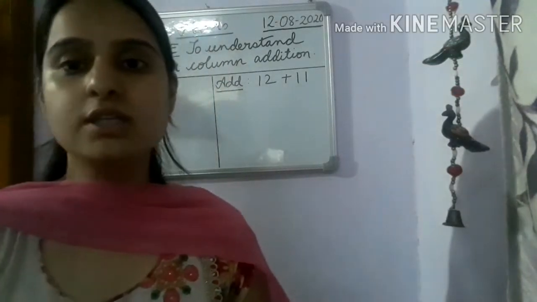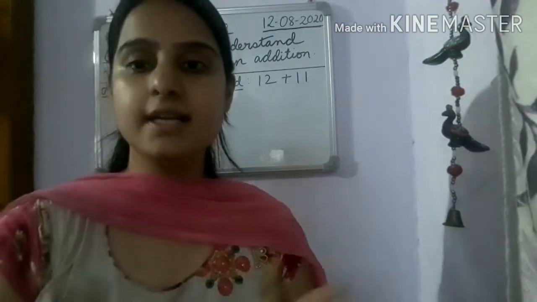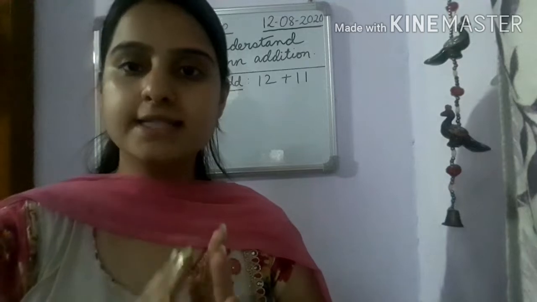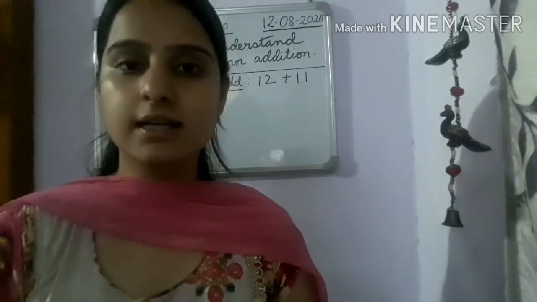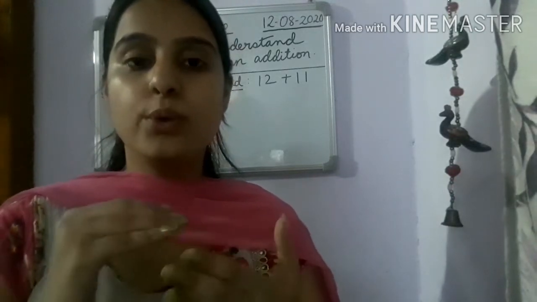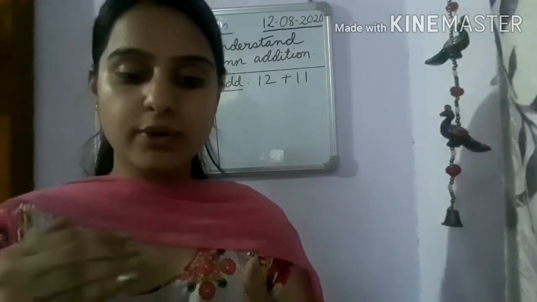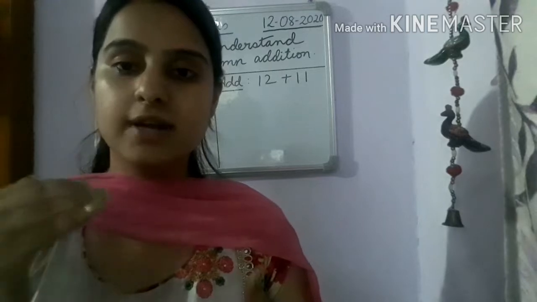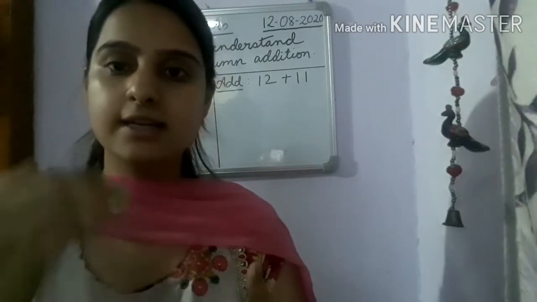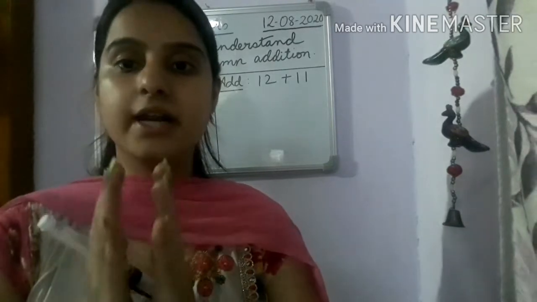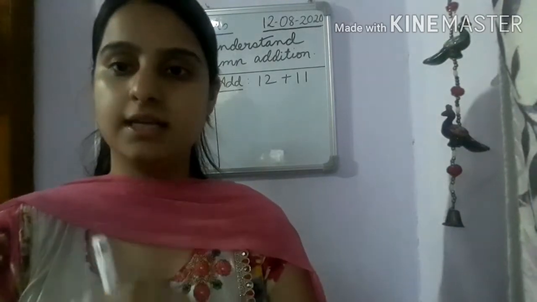Now children, what vertical or column addition is? We can add numbers by writing them one below the other. When we are adding, at that time, children, we can write the numbers one below the other. So this is how we will arrange the numbers vertically.